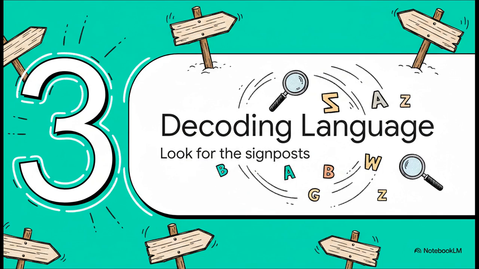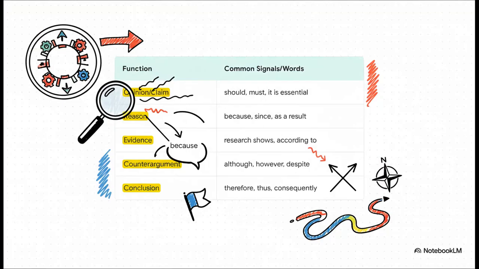Okay, so how are we supposed to spot all these different pieces out in the wild? Well, here's the good news. Writers leave us clues. They use specific words, little signposts, that guide us through the logic of what they're saying. Think of this table as your official decoder ring. When you see words like should or must, a little alarm should go off in your head that says, aha, that's an opinion. See, because or since, that's a huge flag for a reason. And words like although or however, that's your sign that a counterargument is coming up. These words are literally the map to the author's thinking.